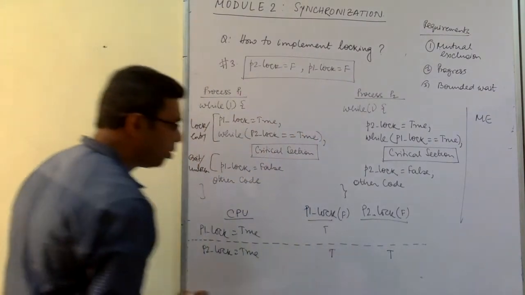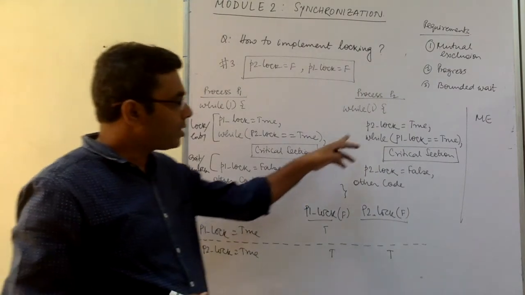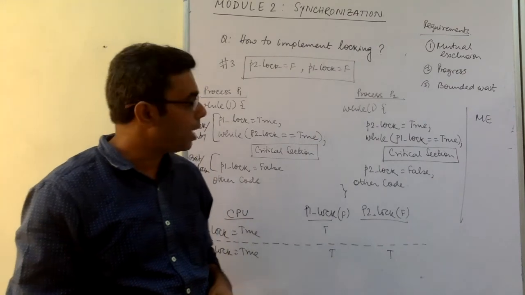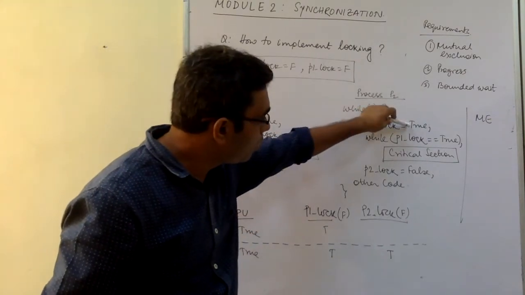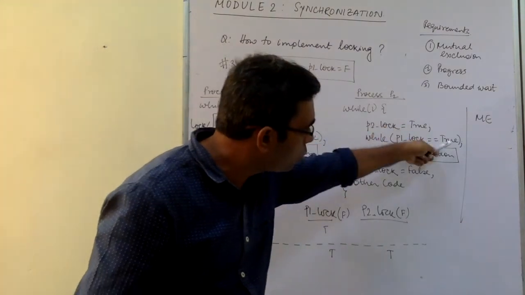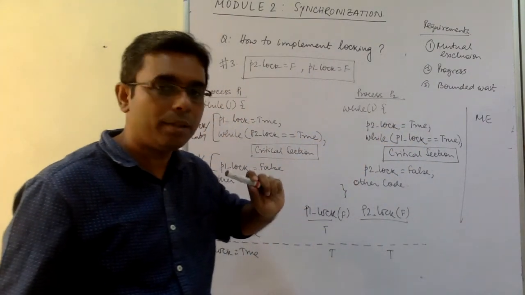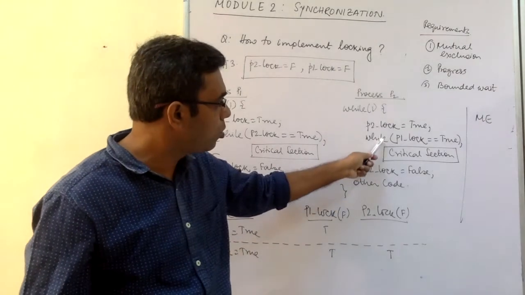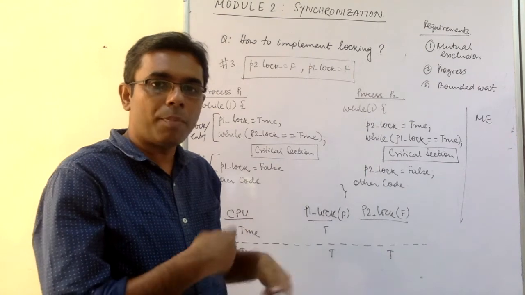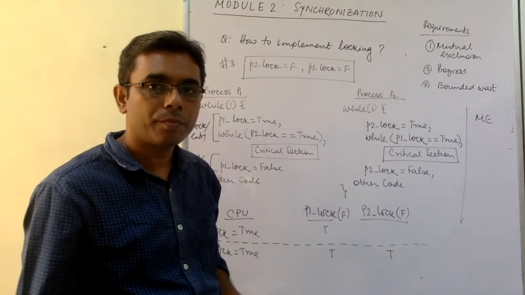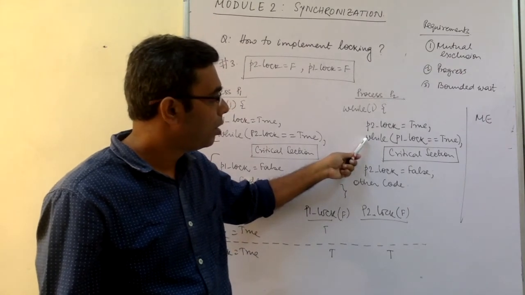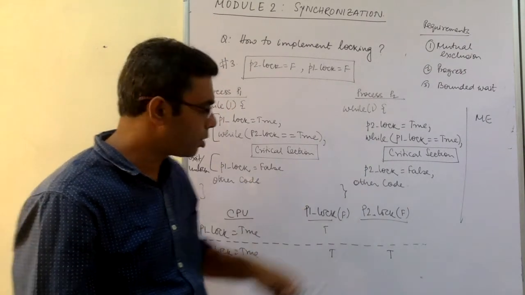If P2 is allowed to progress, what will happen? P2 has made its lock true, and the condition P2 will check is whether P1 lock is equal to true. What will it find? Because P1 lock has already been made true, P2 will get stuck here. P2 will keep on getting stuck here. Now, suppose there's a context switch.